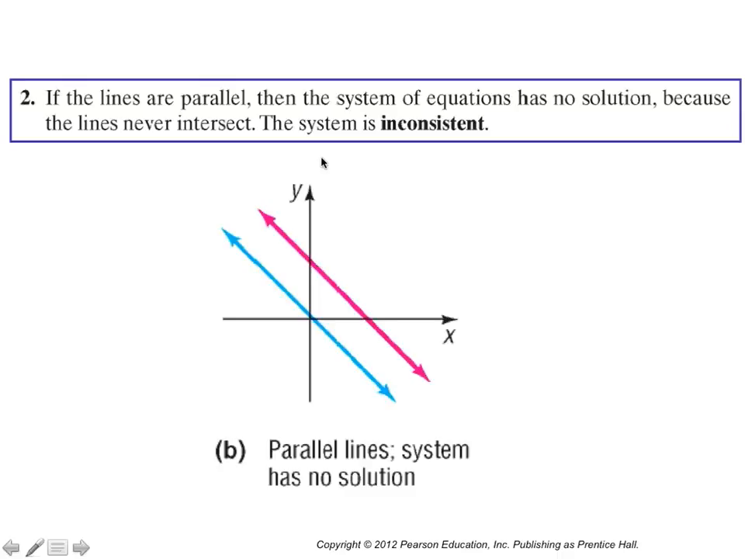Now we can also have the situation where we have two lines that are parallel. In that case, the system of equations has no solution because the lines never actually cross or intersect. So the system is inconsistent.